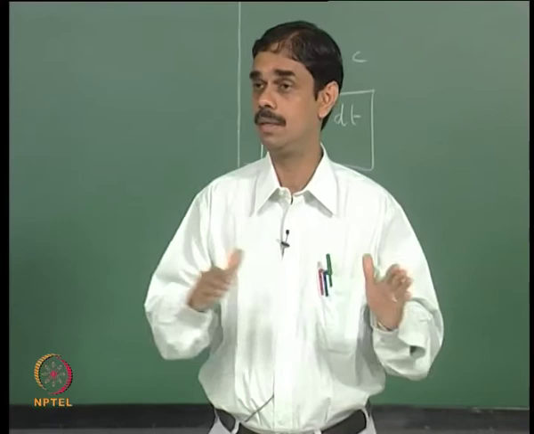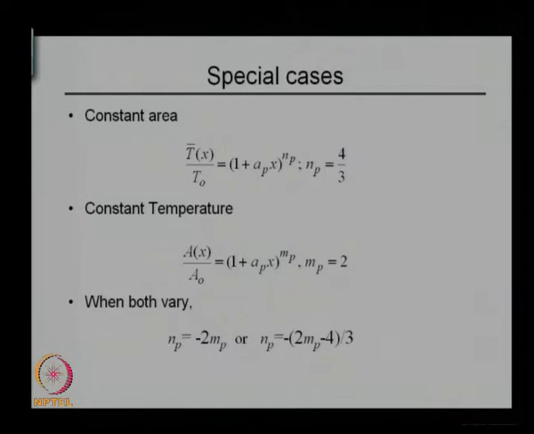And what is interesting is, if you have constant area, you get T over T naught is 1 plus Ax to the power 4/3. And as I told you in my story, this is what I originally started with, and it came out of the blue. Really, it was given. And if the temperature is constant, you will get area 1 plus Ax squared. It is like a quadratic distribution for which a solution exists.